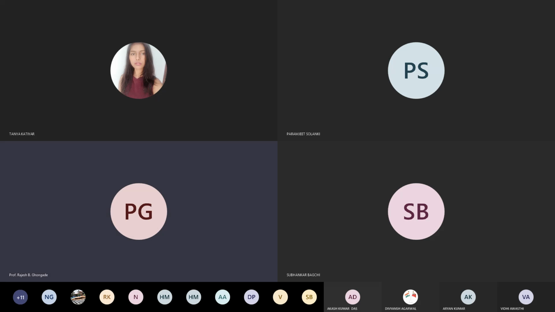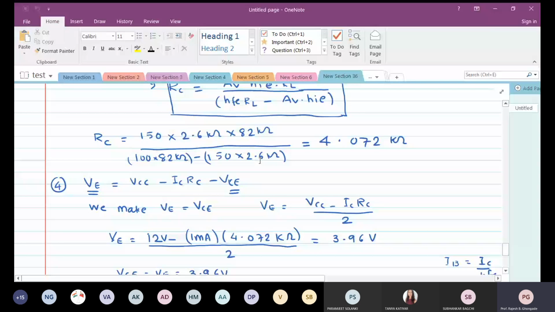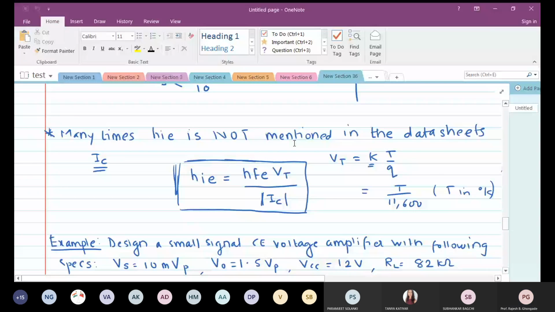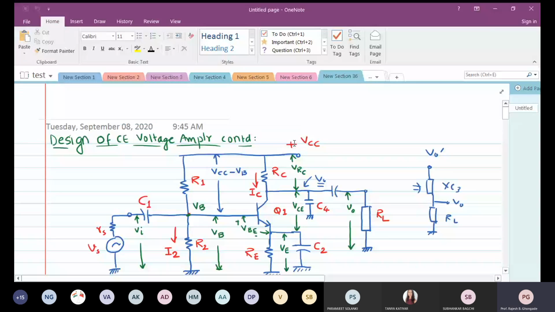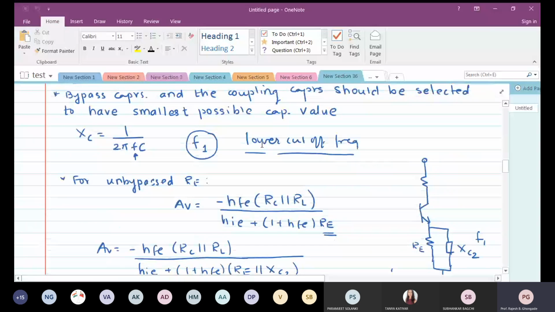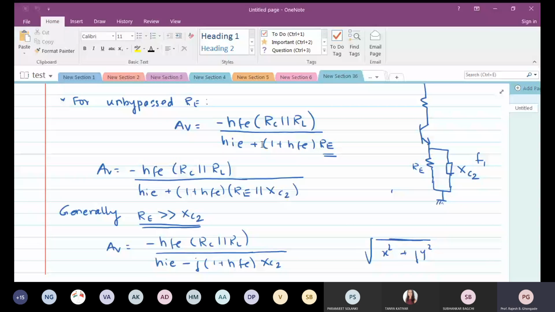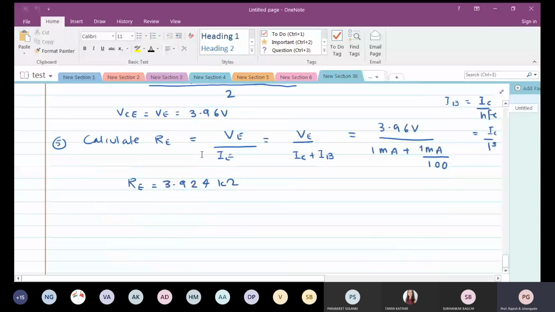Yesterday, what we have seen was that we will continue with yesterday's topic, that is design of common emitter voltage amplifier for small signal. So this was the circuit diagram of the common emitter voltage amplifier. We have already seen how to calculate the various components like RC. We have seen how to compute RE with the example. Now other things which are left are basically the biasing resistors now.